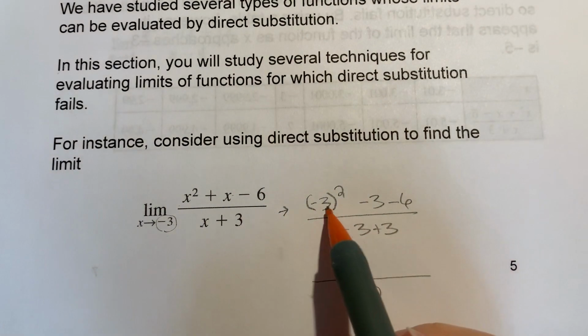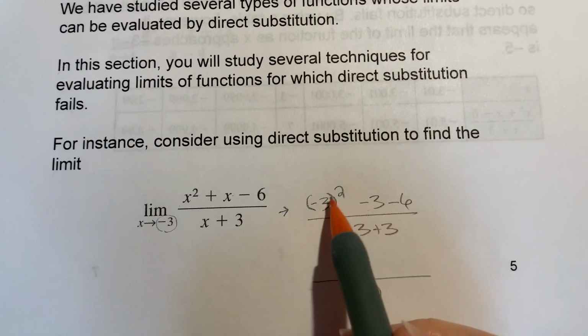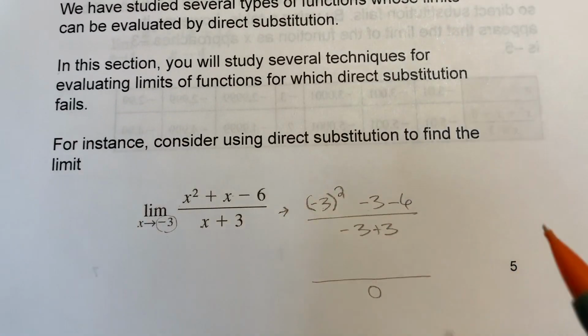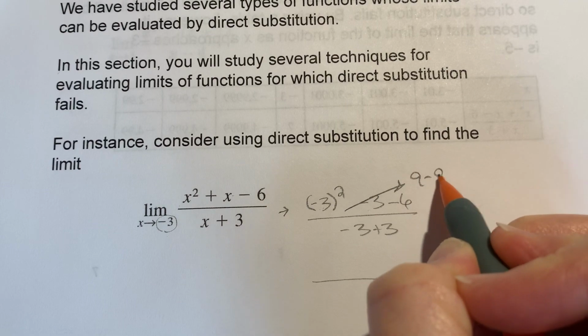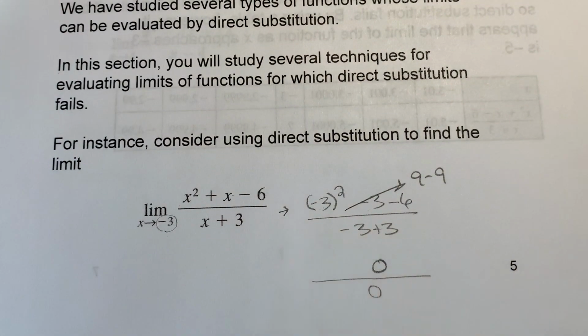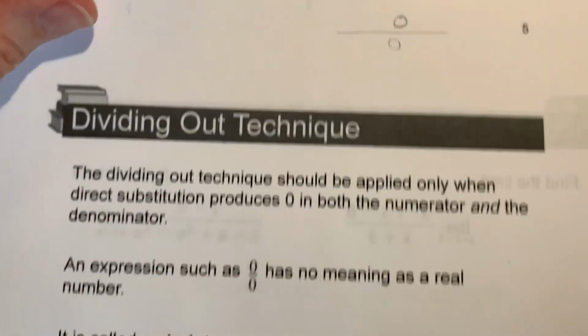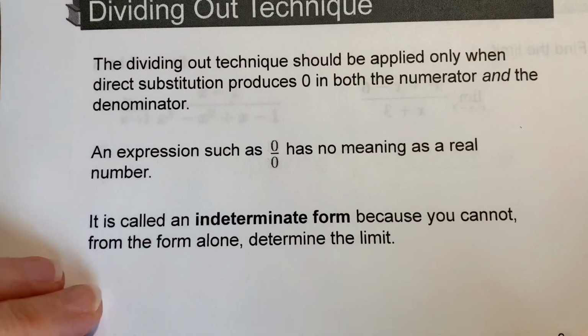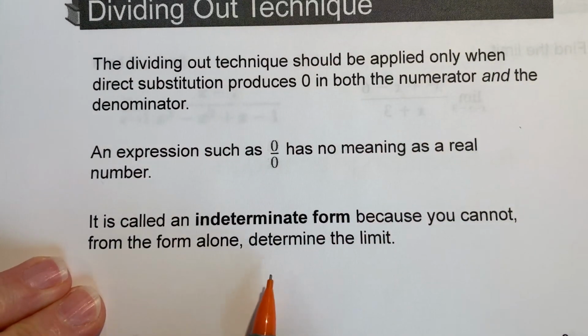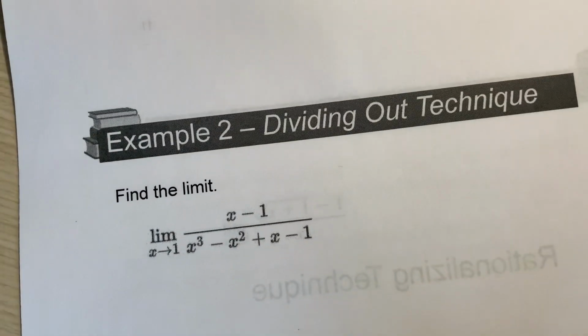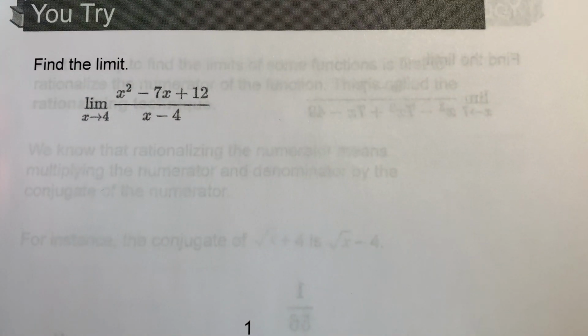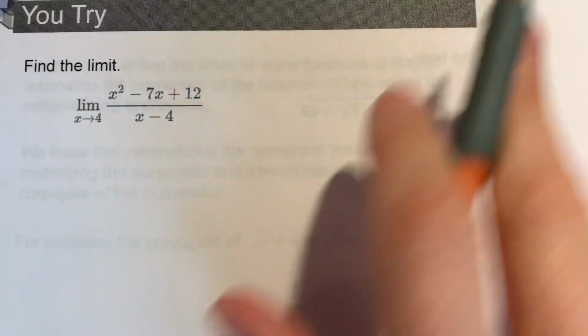And then on the top I have -3 squared, which is +9. So this all simplifies to 9 minus 9, or 0. So I have 0 over 0, and we call that an indeterminate form because you cannot determine if the limit exists. So then we look at some different techniques like the dividing out technique to do this.